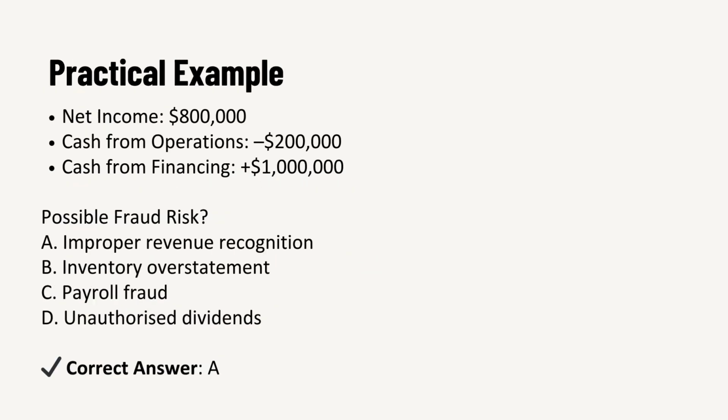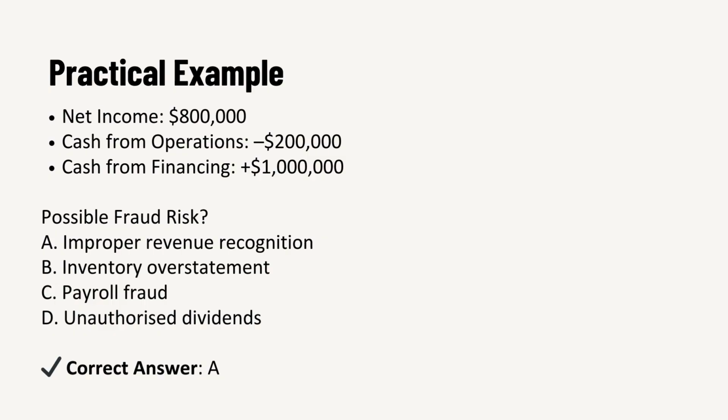Let's walk through a practical example, just like you might see on the CFE exam. A company reports the following: net income, $800,000; cash from operating activities, minus $200,000; cash from financing activities, plus $1 million. So what's happening here? They look profitable on paper, but they're actually losing cash from their core operations, and covering it up with borrowed money.